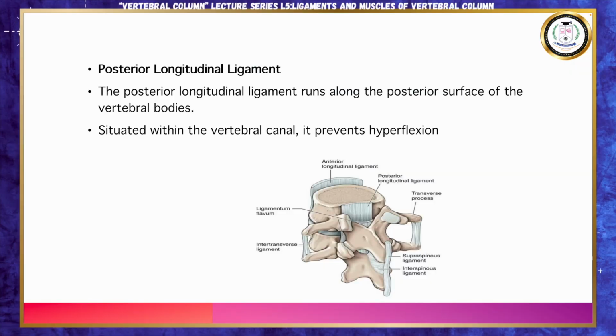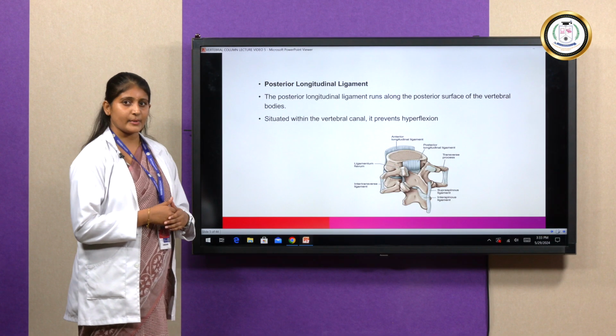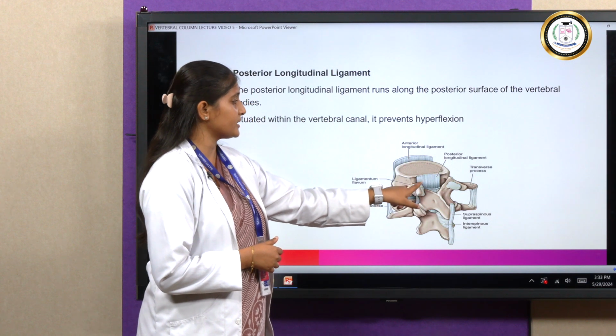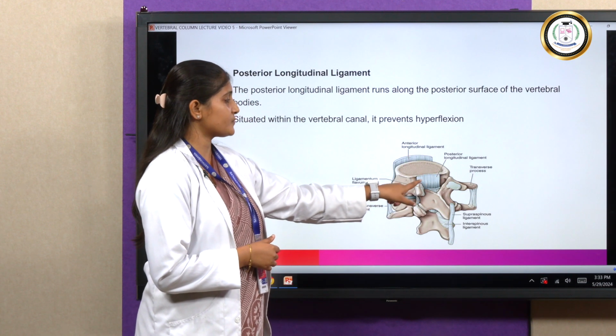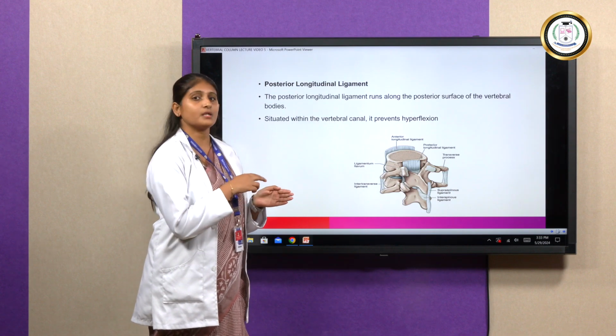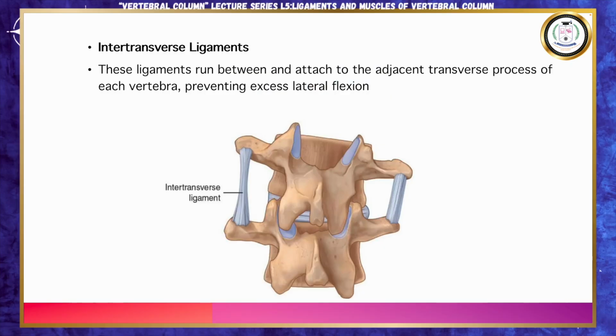Next we will have the posterior longitudinal ligament. This ligament runs along the posterior surface of the vertebral bodies, situated within the vertebral canal, and it prevents hyperflexion. So here we have a thick posterior longitudinal ligament, which is present behind the vertebral body and within the vertebral canal.